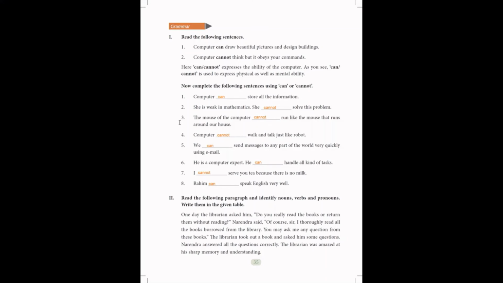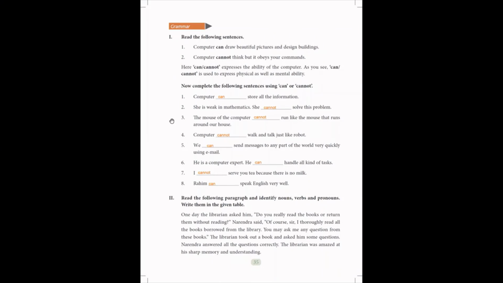Are you ready, Yashita? Yes. Okay. Can you say the first line? Yes. Computer can store all the information. Second. She is weak in mathematics. She cannot solve this problem. Third. The mouse of the computer cannot run like the mouse that runs around our house. That was funny. Next. Computer cannot walk and talk just like a robot.